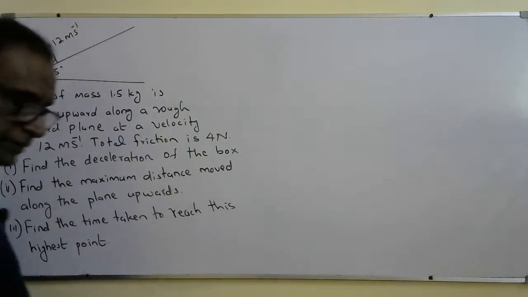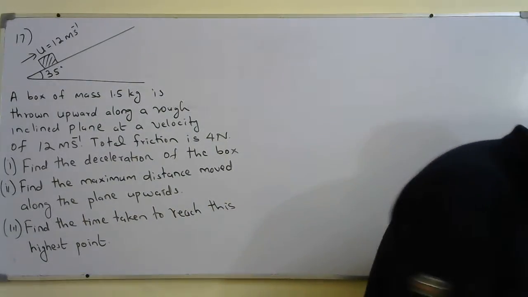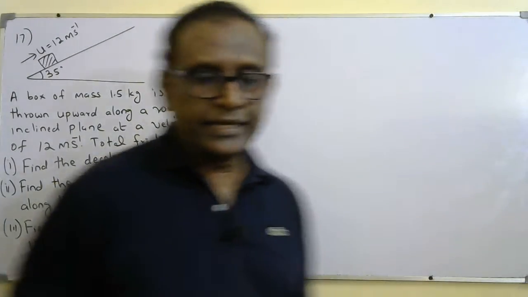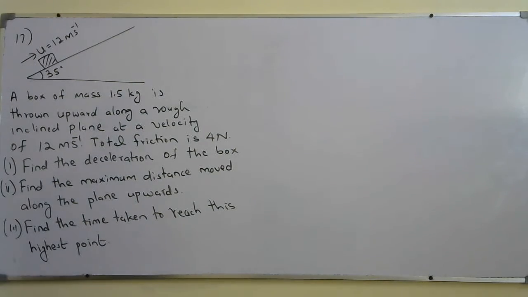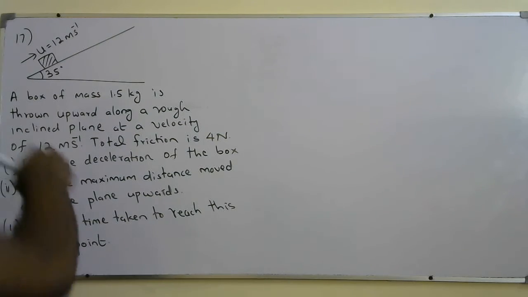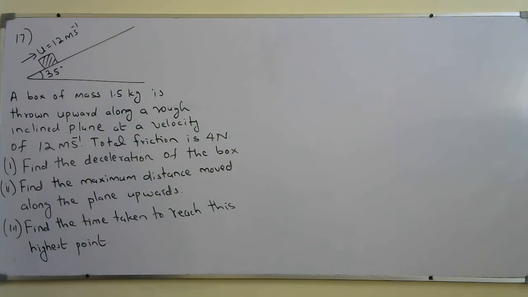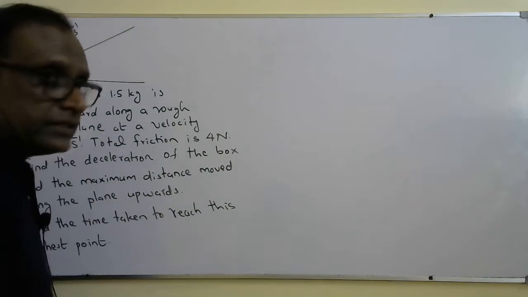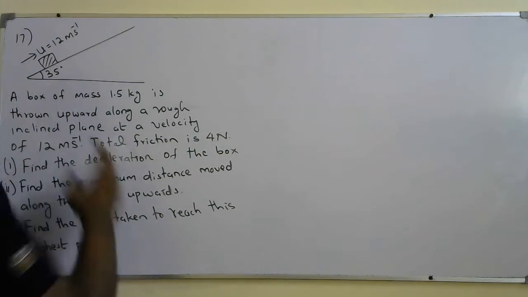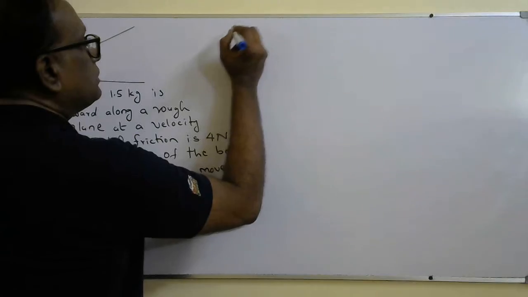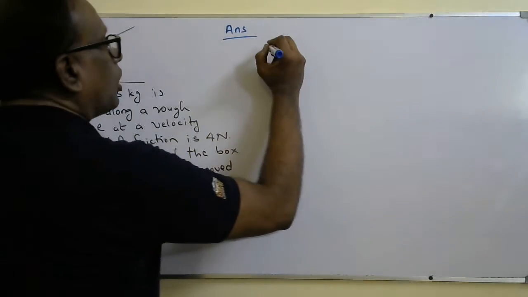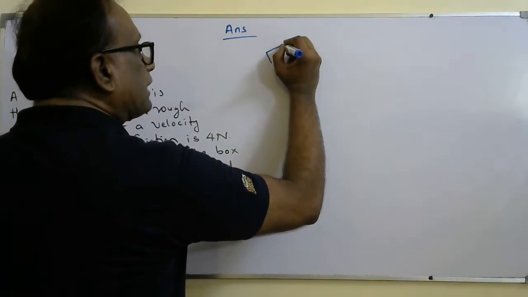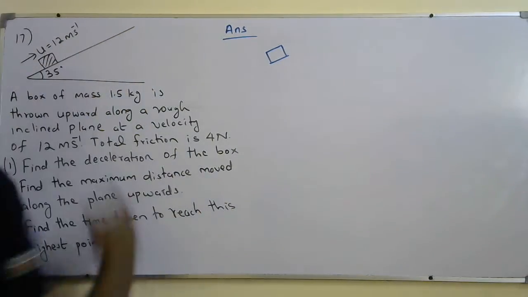Okay, so this question is also related to where the object is not at rest or not at equilibrium. So there's a resultant force acting, and I need to find the answers by using Newton's second law. An object is thrown on a rough inclined plane which makes an angle of 35 degrees, at an initial velocity of 12 meter per second. The mass of the object is 1.5 kilogram.